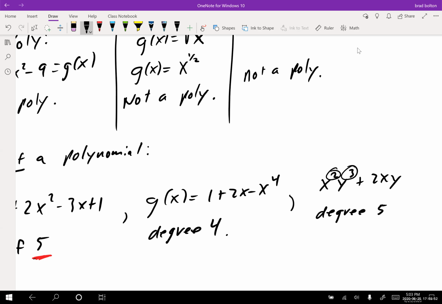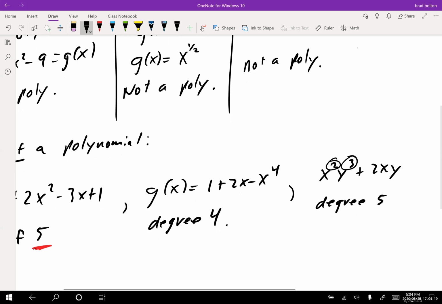So when you have different variables involved, again, this isn't really something we're going to work with too much in this class, but the degree is the combination of the two powers. Normally you can't combine powers unless the bases are the same and you're multiplying. Well, we're multiplying, but the bases aren't the same. So we're not actually saying that the power of x is 5 or that the power of y is 5, but we're saying if we wanted to classify this, this would be degree 5.